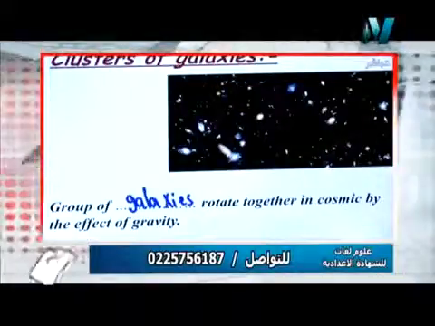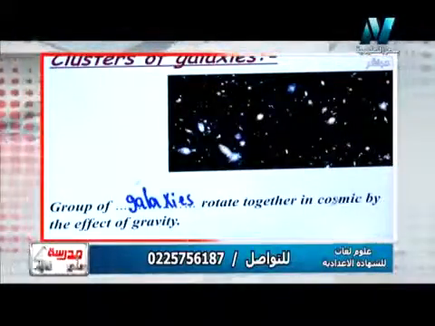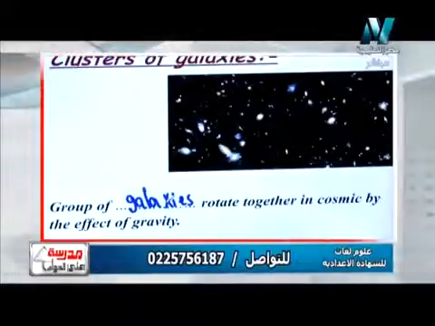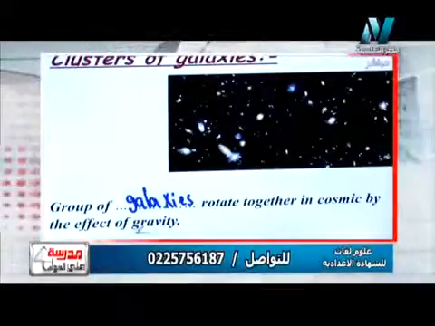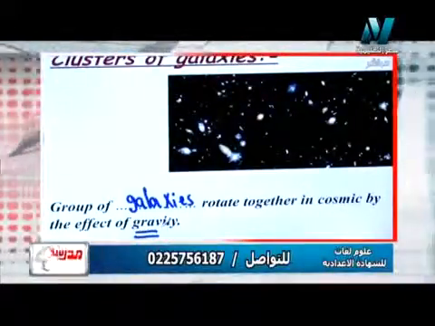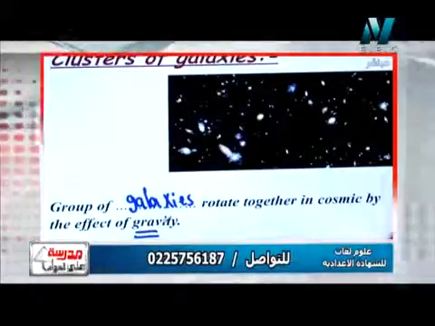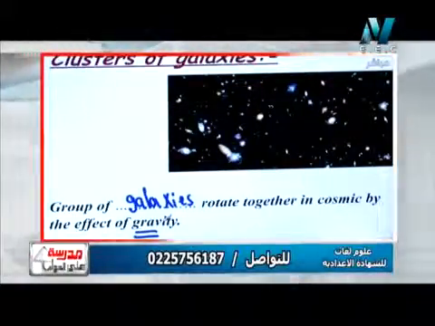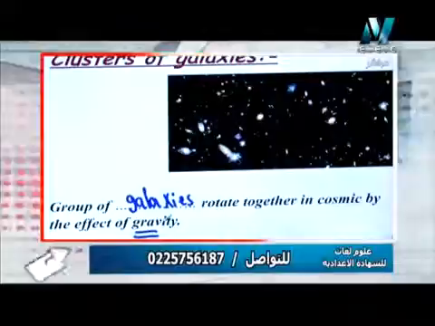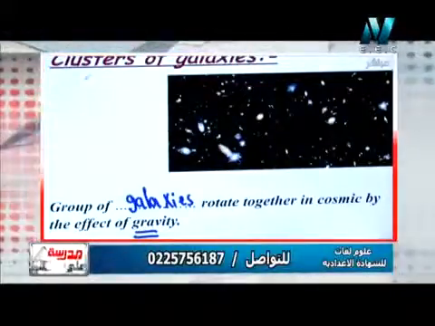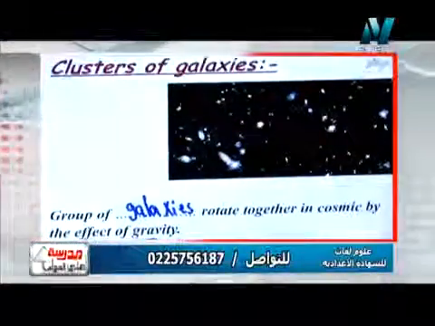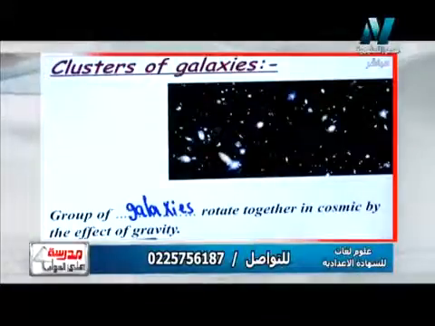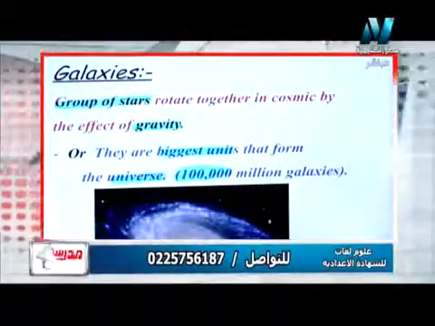Rotate together in cosmic space by the effect of gravity. Any body, group or gathering comes together due to the gravity that gathers them. So we can now differentiate between the cluster of galaxies and the galaxies, as we see in front of you.